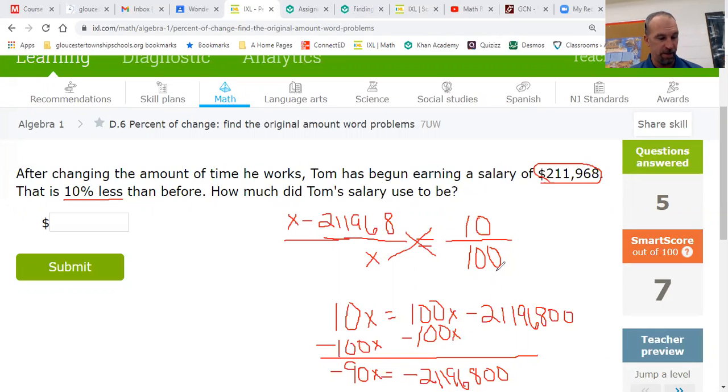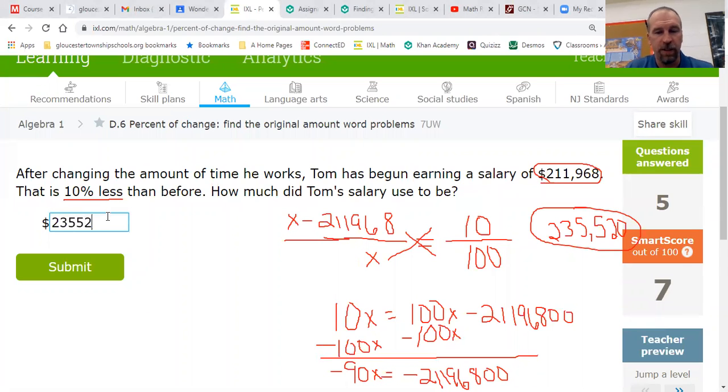So let's see. 211,968,00 divided by 90 is a final answer of, let's see if I can put this over here. I'm going to put it over here. 235,520. It's the answer I got from that. $235,520. I'm not going to enter it yet. Just want to make sure it makes sense.